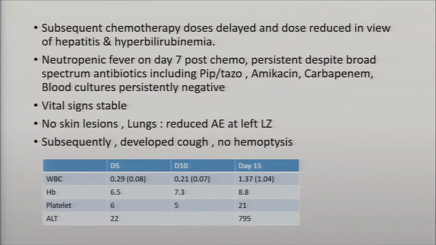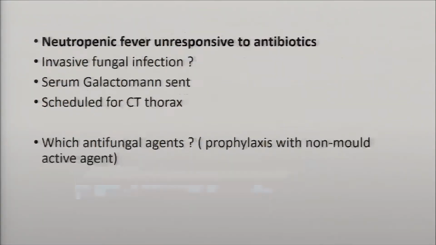So this was the white cell count. Of course, Neupogen was given in between. Day 10 was the nadir, the lowest white cell count. Eventually, it slowly picked up. And if you look at ALT, it slowly came down. So at this point, it's a neutropenic fever not responsive to antibiotics.